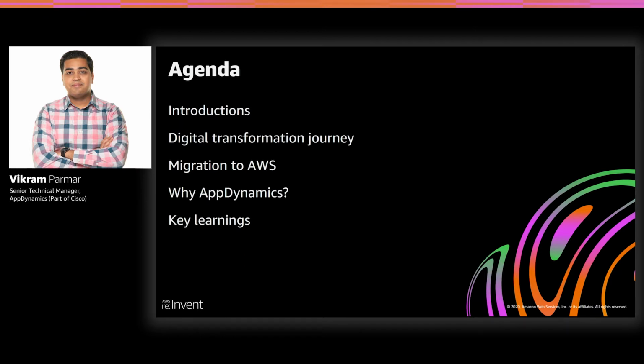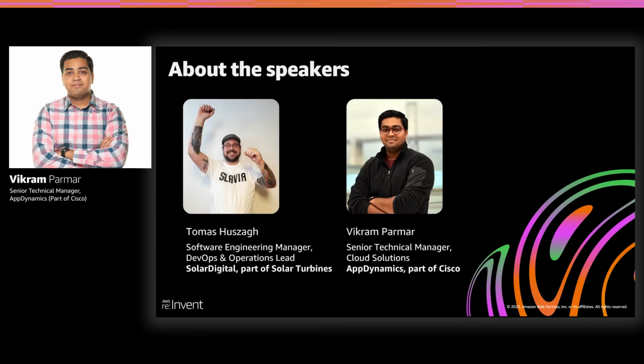About the speakers, hi everyone, my name is Vikram Parmar. I'm a senior technical manager, product marketing at AppDynamics. With 15 years in the technology space, I worked closely with cross-functional teams to architect, implement, and manage solutions both on-prem and in the cloud like AWS. I'm very customer-centric and passionate about problem solving, and I work closely with enterprise customers like Thomas to develop cloud migration and adoption solutions that help businesses drive growth.